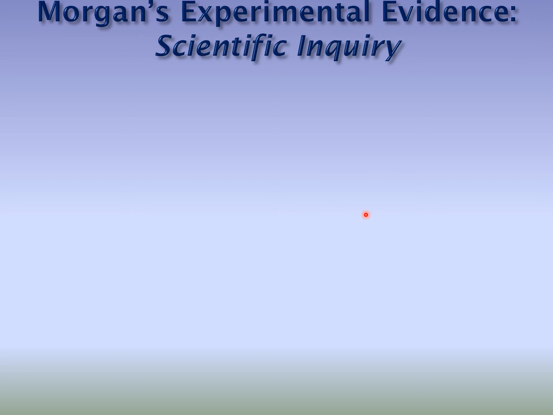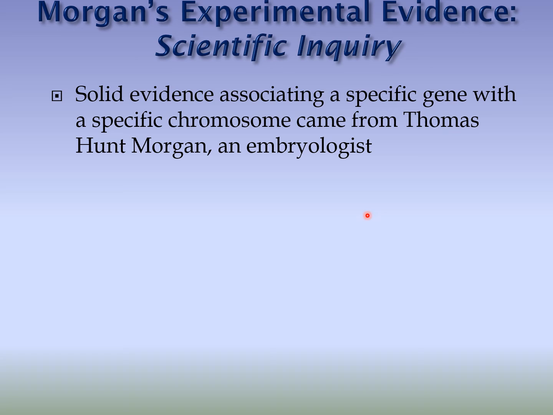Now, let's talk about Morgan. Morgan was another scientist who studied genetics. We're going to talk about one of his experiments, but let's do a little bit of background first. It's Thomas Hunt Morgan. He was an embryologist, and he came up with the first significant, solid evidence that relates a specific gene with a specific chromosome.